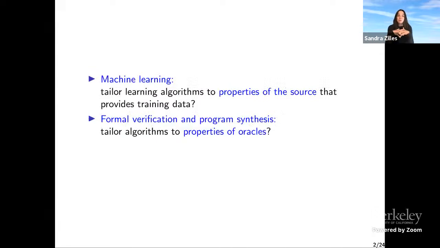Basically, what it's all about is machine teaching, where from a machine learning point of view, we look at tailoring learning algorithms to the properties of the source that provides training data, rather than just assuming I've got randomly chosen data. If I can model the source that provides the data in a better way, then perhaps I could be much more efficient in learning.